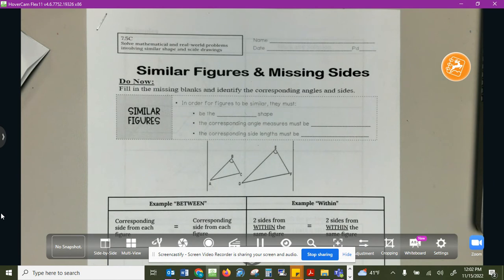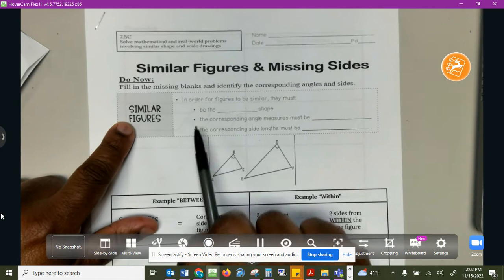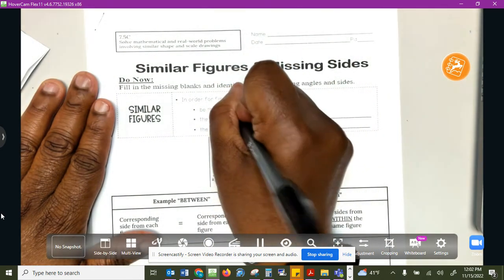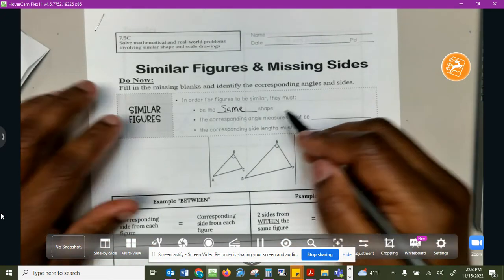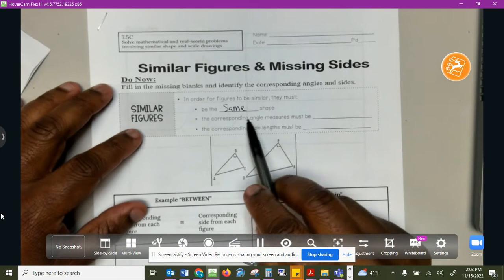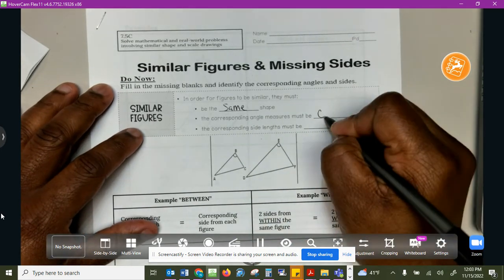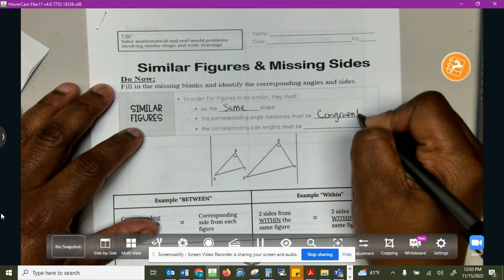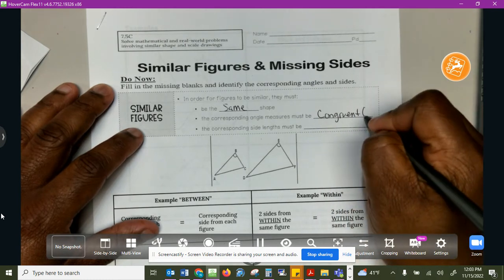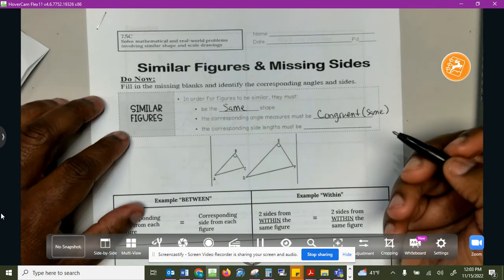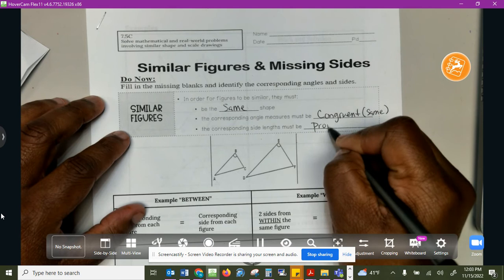So now we're going to go ahead and talk about what should have been filled in. So similar figures, in order for figures to be similar, they must be what? Be the same shape. If they're different shapes, then they cannot be similar. The corresponding angle measurements must be congruent, which also means the same. The corresponding side lengths must be proportional.